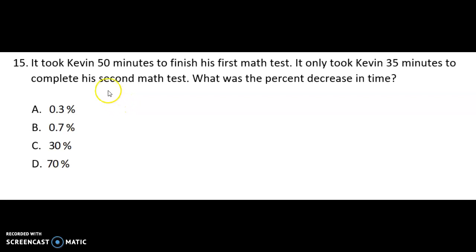In this question, we're told that it took Kevin 50 minutes to finish his first math test. Then it says it only took Kevin 35 minutes to complete his second math test, and what was the percent decrease in time? So what we want to do is compare our first test, which was at 50 minutes, to our second test, which was at 35 minutes.